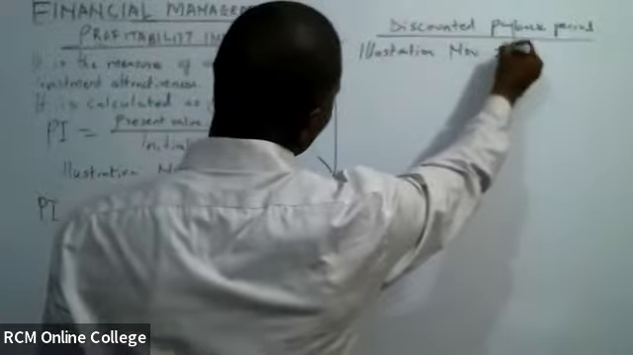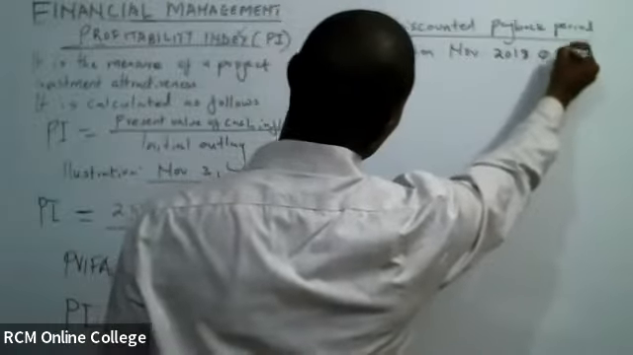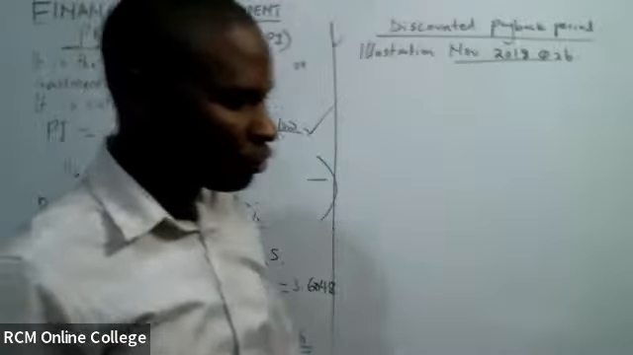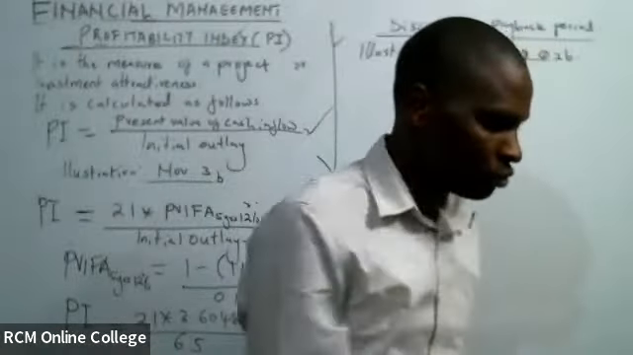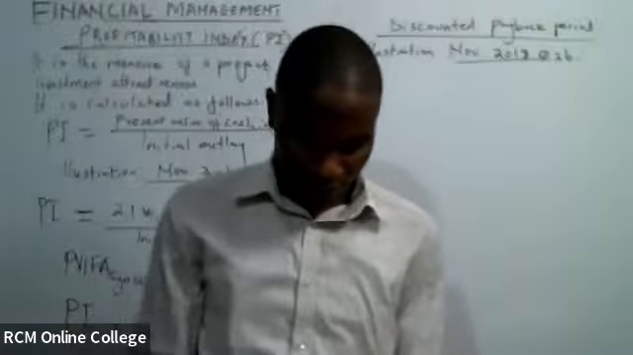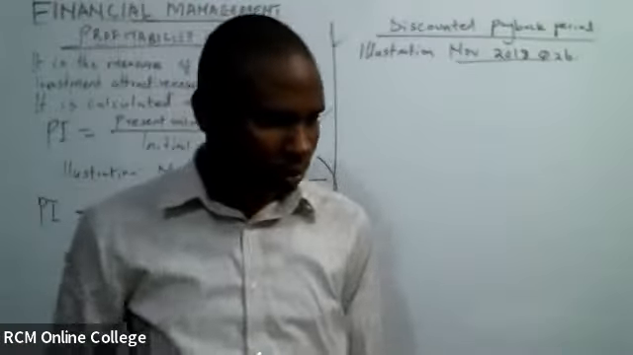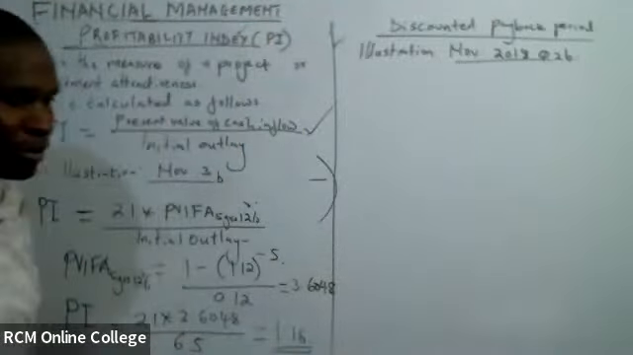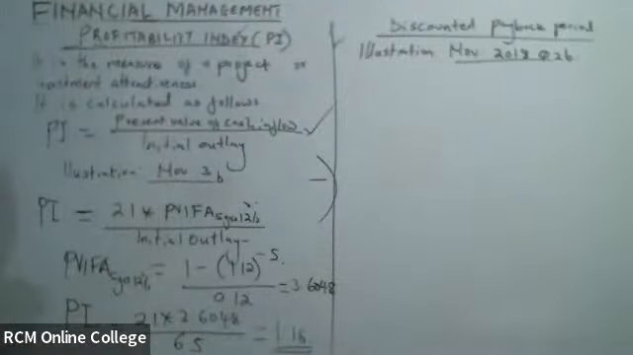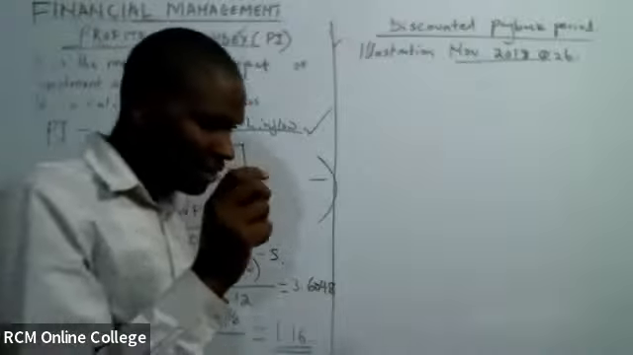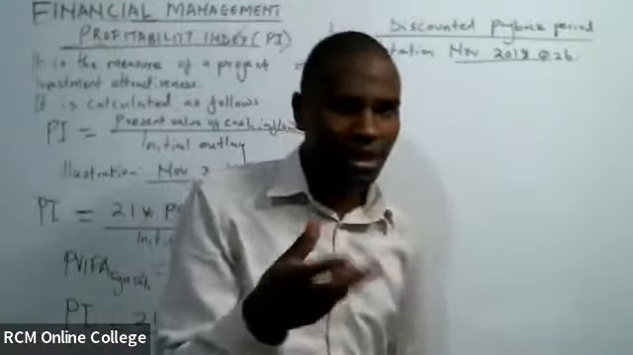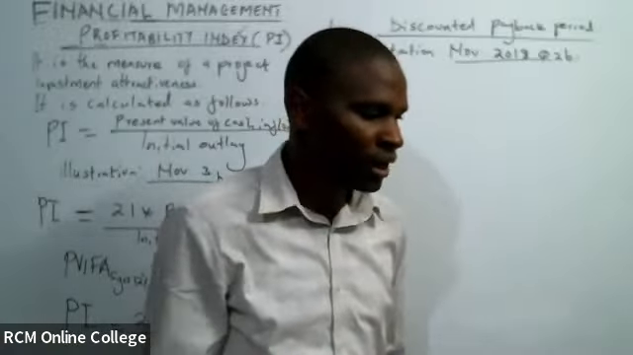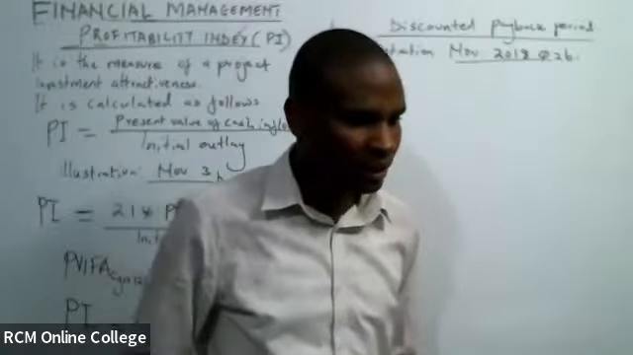So you can look at November 2018, question number 2B, for illustration. So we look at that question together. The period that it takes is just like the earlier one. The only thing here is that now we are discounting. We are acknowledging the discounting, or we are recognizing what? The time value of money.